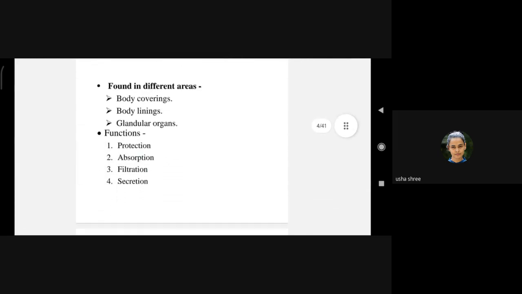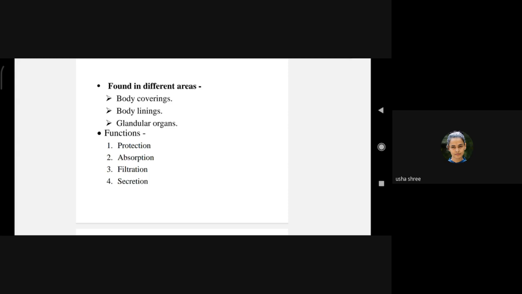Now, where can we find epithelial tissue? We can find it in body coverings like skin, body linings, and glandular organs. Some glands, like the surface lining of the stomach you can see there, or glandular organs like the thyroid gland or gallbladder. These kinds of glands have epithelial tissue on their surface level.